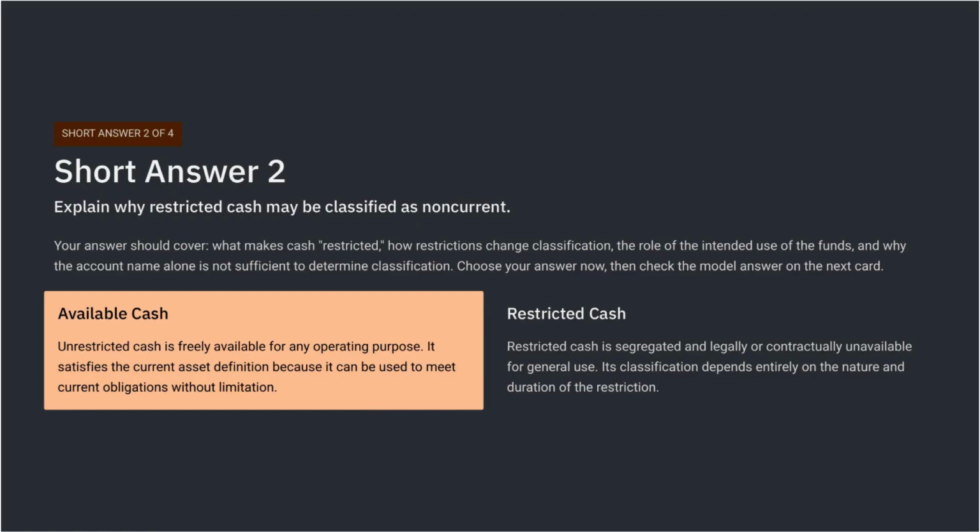Short answer 2 asks, why may restricted cash be classified as non-current? This question is testing substance over form. Cash sounds current, but classification depends on availability and purpose. Your answer should explain what restriction means, how a legal or contractual restriction changes classification, why the intended use matters, and why the account name alone is not enough. Think through the difference between cash that can pay current obligations and cash that is locked for a non-current purpose.